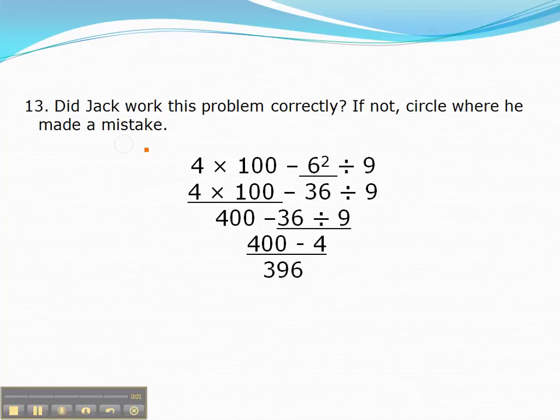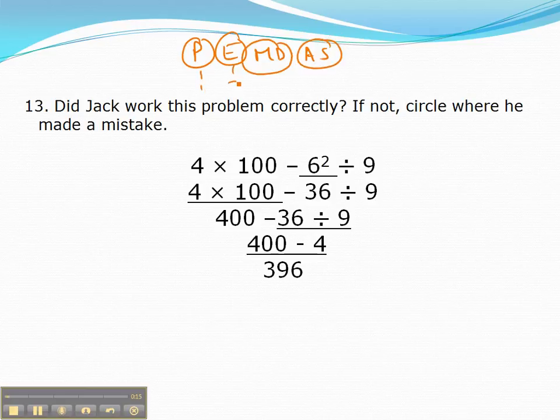Number 13 says, did Jack work this problem correctly? If not, circle where he made a mistake. So it's an order of operations, PEMDAS problem. Looking at the original expression, he had no parentheses, so he should next look for exponents.